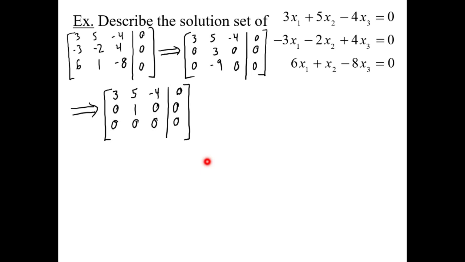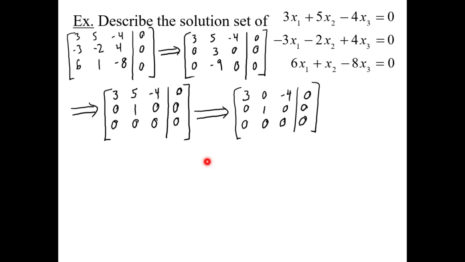Now to get this into reduced echelon form, I'm going to basically take the middle row times -5 and add the top row. So I'll get 3, 0, -4, 0, 0, 1, 0, 0, 0, 0, 0, 0. Okay.